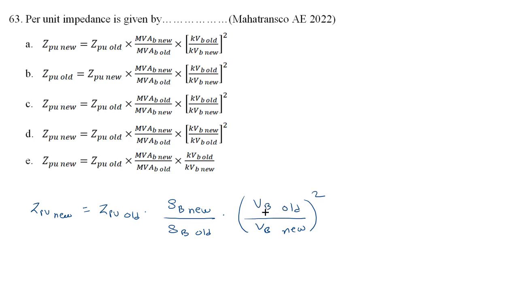Usually voltage will be in kilo, and MVA, that is the apparent power, will be in mega. So out of these 5 options, this one is the correct: Z per unit new equal to Z per unit old into SB new by SB old into (VB old by VB new) whole square. So this kilo square and mega will get cancelled. So the correct answer will be option A.